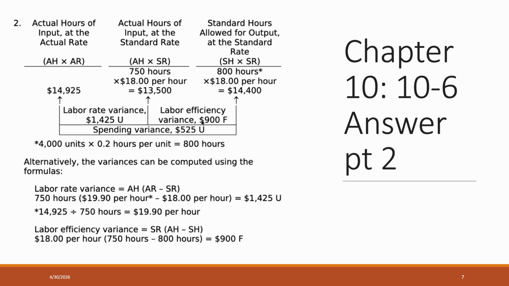And our labor efficiency variance is going to be $900. That's favorable, and that's because our actual amount was less than the standard amount. So that gives us a spending variance, or the difference between the two, of $525. Alternatively, there are some additional formulas here that can be used, but again, in my opinion, these are a little bit harder to understand the question conceptually with. But to each their own, definitely useful, definitely a quicker method, I would say, of solving the problem.